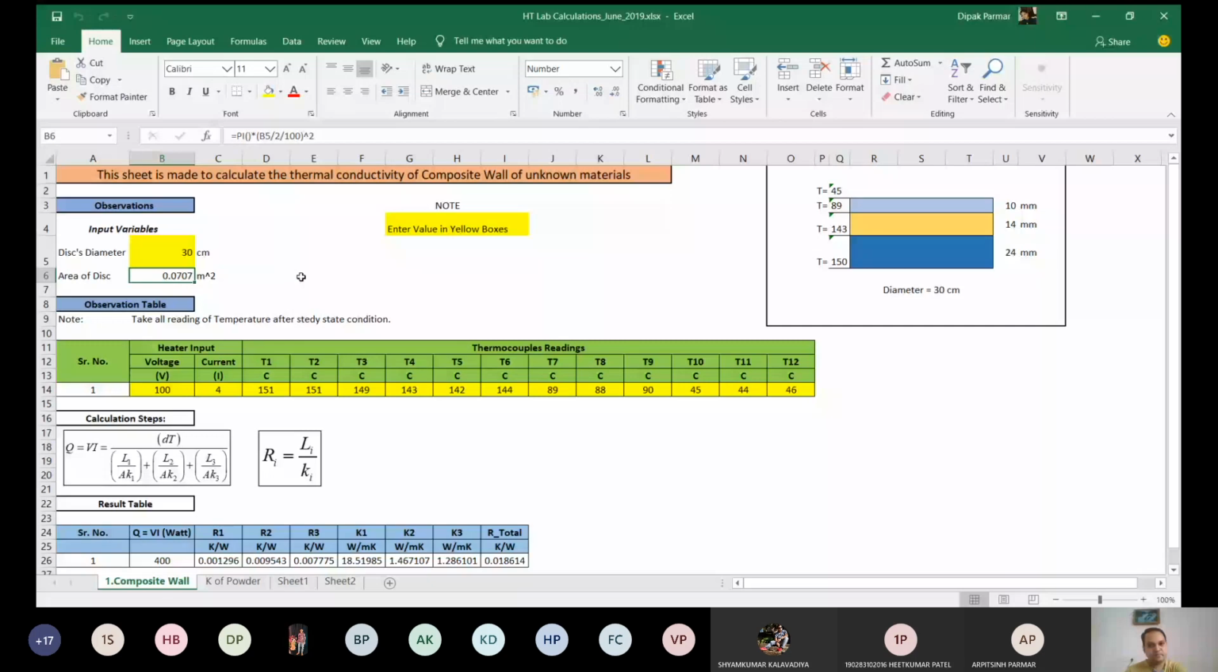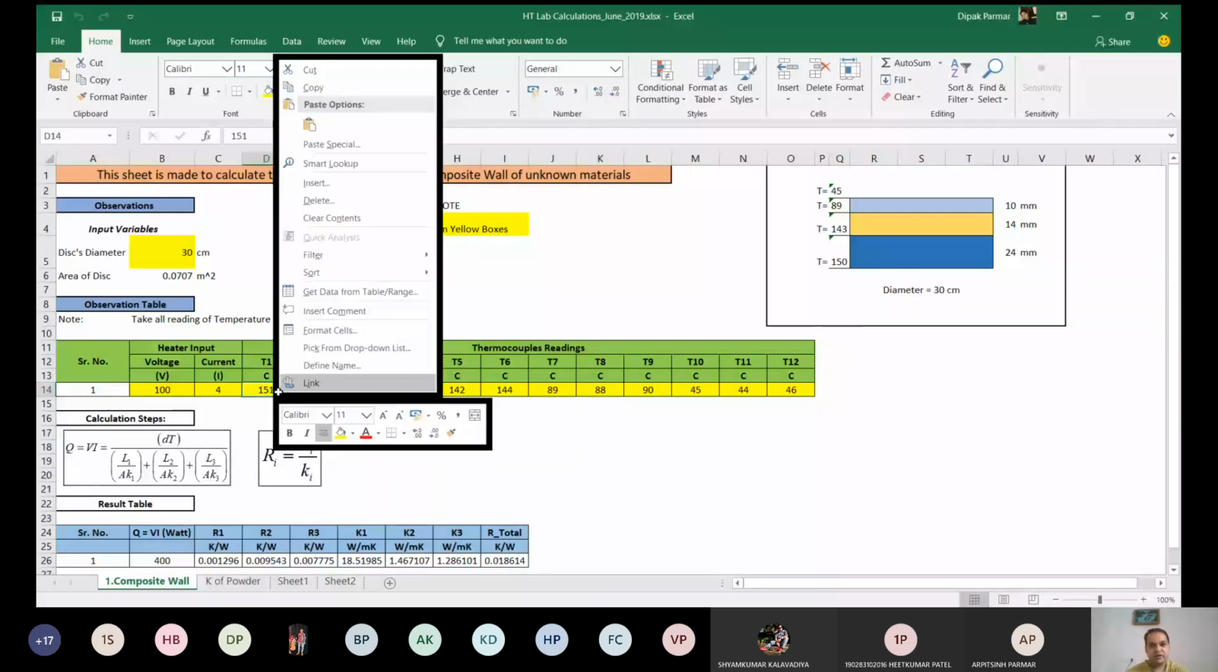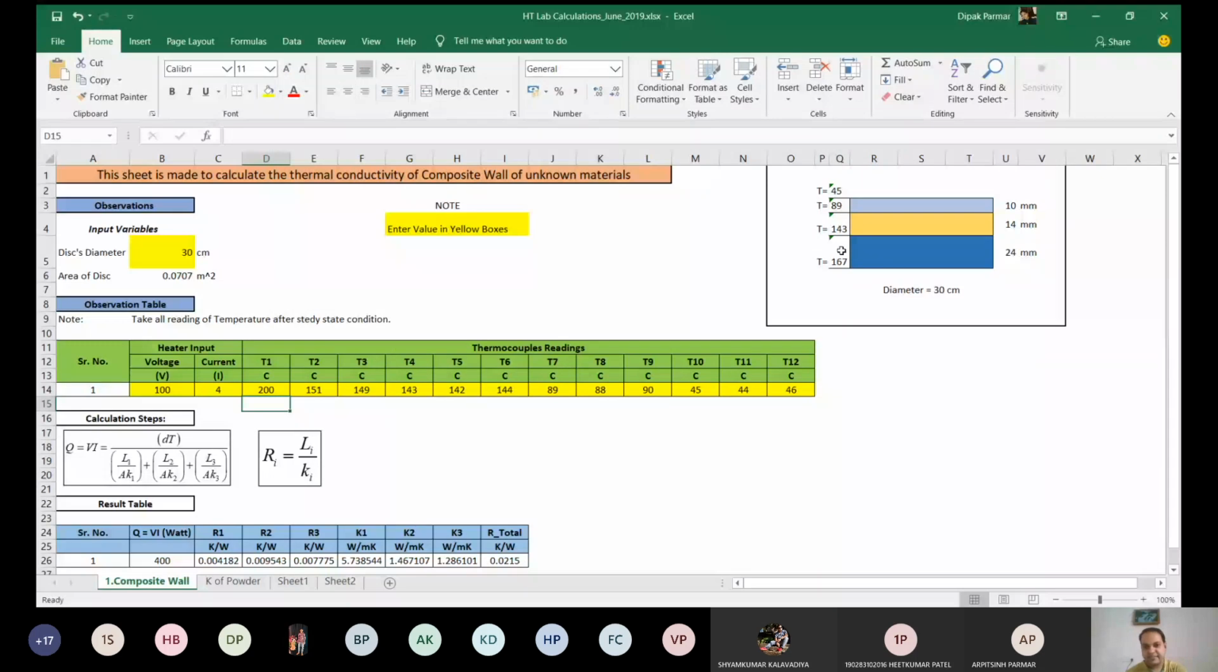Here you can see the composite wall is shown, and the same observation table I have mentioned over here, where my input is 100 volt, current is 4 ampere, temperature is 151, 151, 149, and likewise. Just to show you, suppose I am changing the T1 temperature here in the observation table. If I change 151 to 200, you can see that the value here changes.